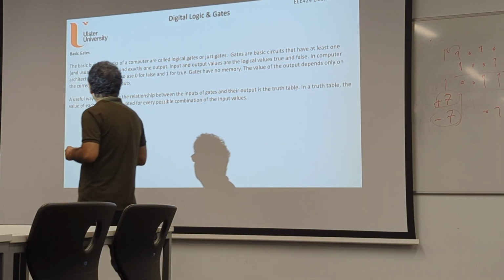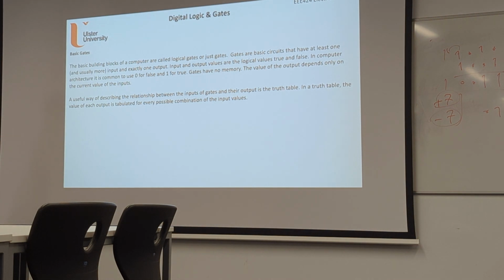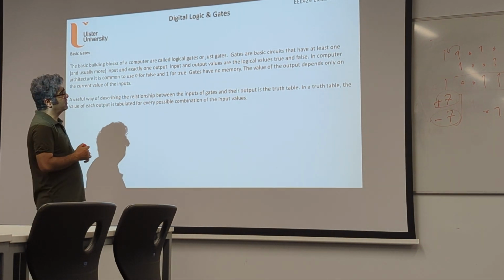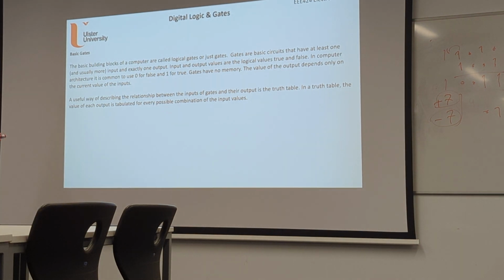Then basic gates. The basic building blocks of computers are called logical gates, or just gates. Gates are basic circuits that have at least one and usually more inputs, and exactly one output. Always for a gate we have only one output, not more. Input and output values are logical values, true or false. True is 1, false is 0. In computer architecture, it is common to use 0 for false and 1 for true.